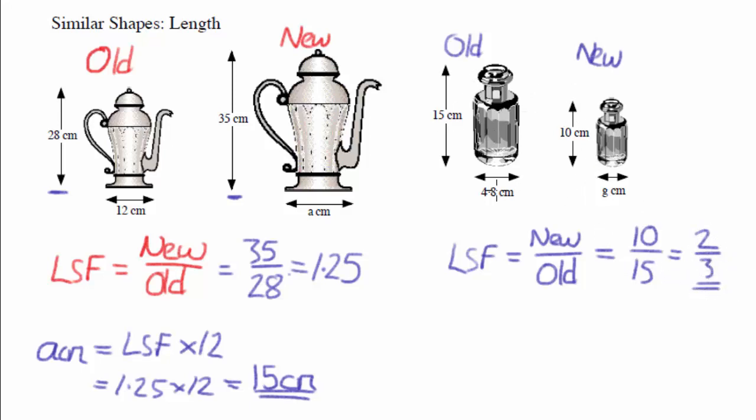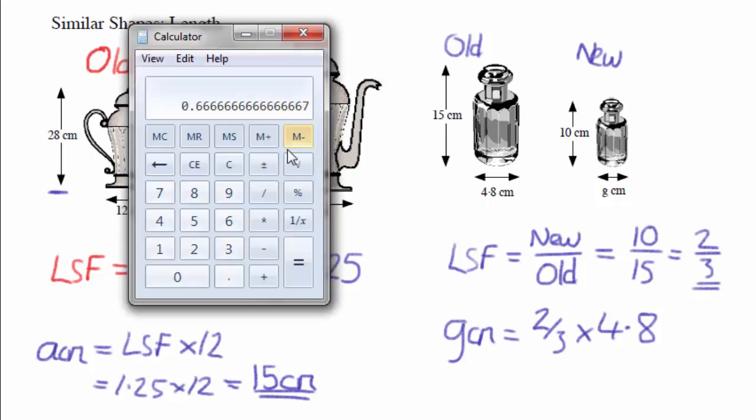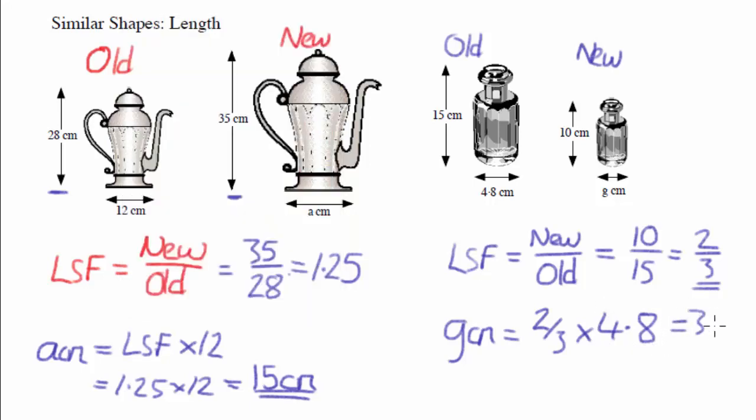Now, what we then need to work out is 4.8, so g centimetres equals your scale factor times 4.8. Okay, so it's basically 2/3 of 4.8. So I'm just going to do that. So I'm just going to say 4.8. I'm going to then times that by 2, divide that by 3. That gives me 3.2 centimetres.